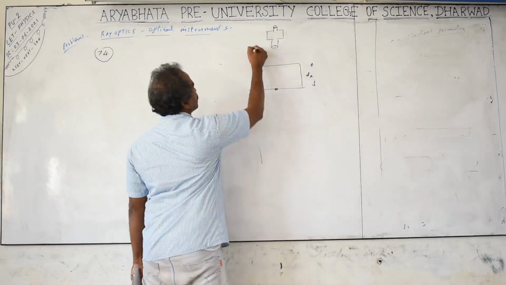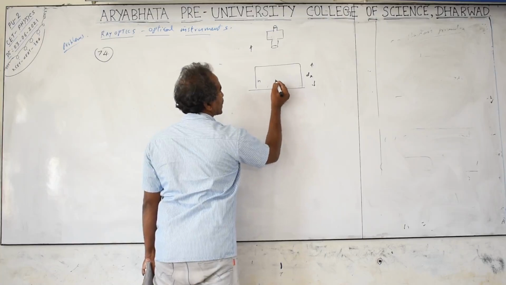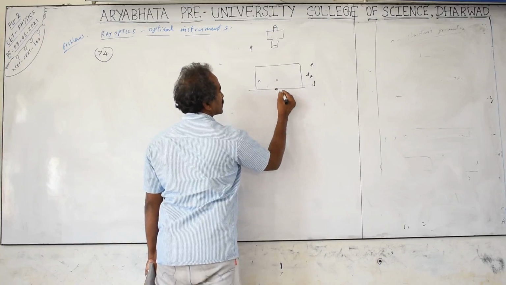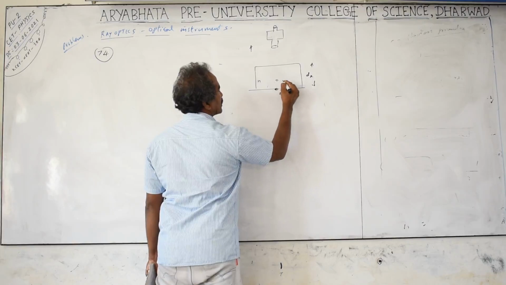the microscope needs to be moved away because the image will be shifting upwards. Normal shift takes place when you are observing from the rarer medium. So the image will be shifting to this position. This is the object, this is the image.